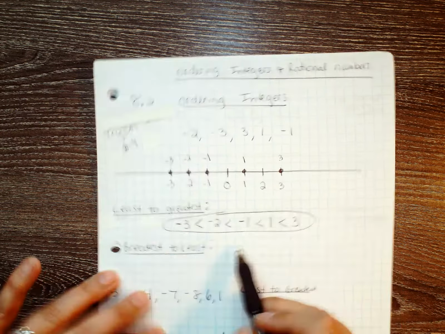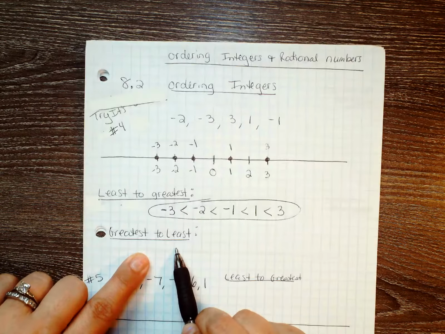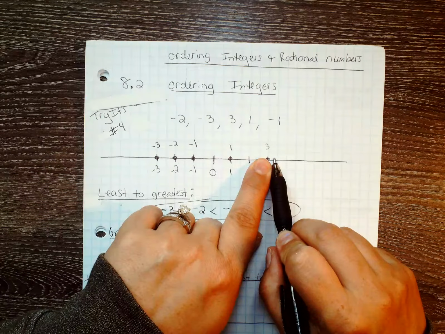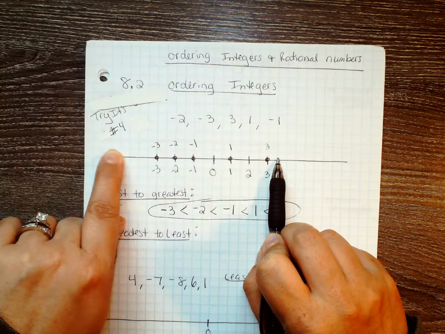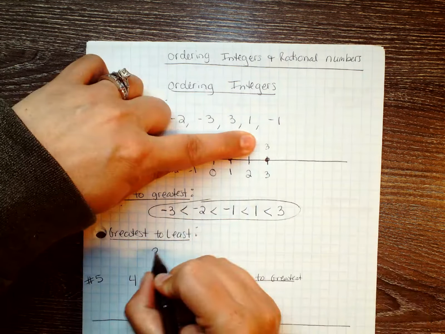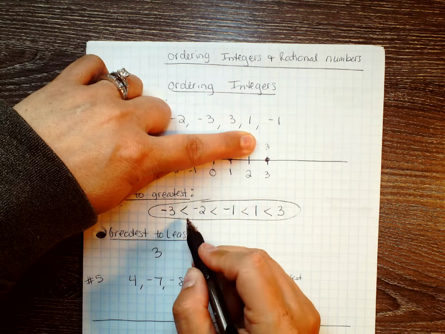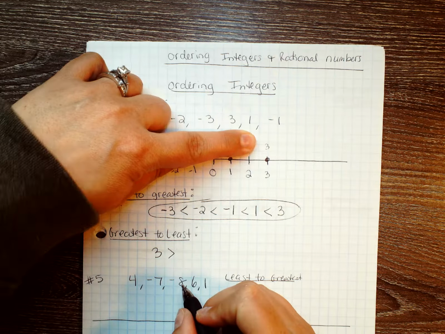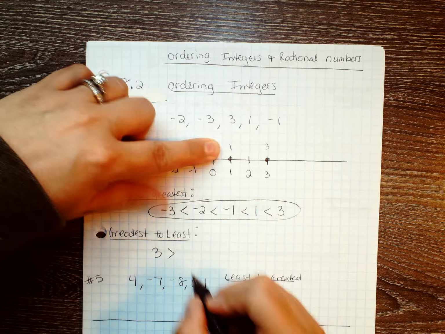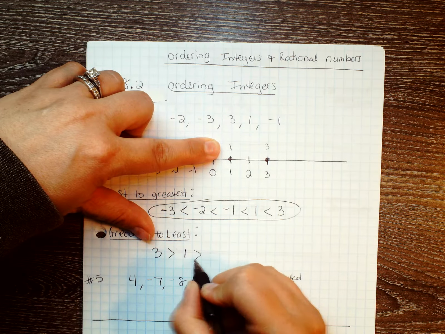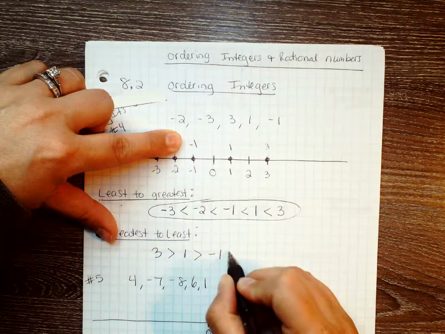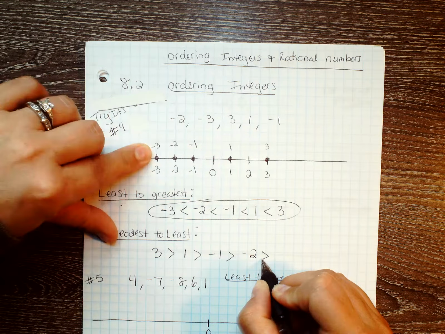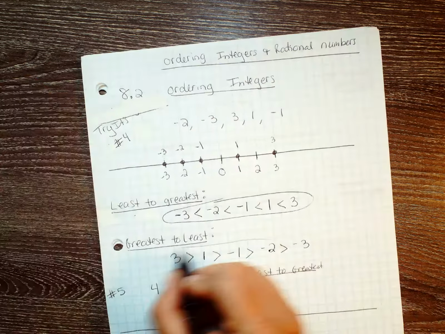All right, now, if they say greatest to least, you're going to start from all the way to the right. So we're going to start all the way from here, and we're going to go to the left. So we're going to start with +3, and we're not going to use the less than sign anymore because it's greatest to least. We're going to use the greater than sign. So that's why I want you to start practicing using your signs. Your next integer is 1, greater than, -1, greater than, -2, greater than, -3, and then I'm going to circle it.